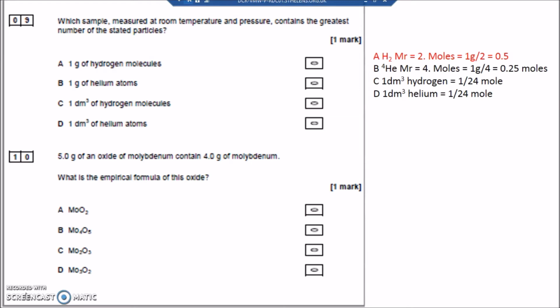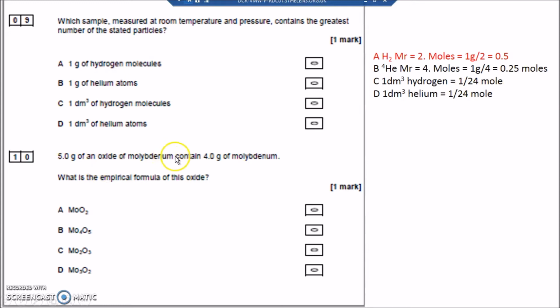Helium has got a mass number of 4. Helium atoms are in group 8 or group 0. They've got full outer shells. They don't bond with anything. They've got an MR of 4. So moles is 1 divided by 4, 0.25 moles. And now here you need to know at room temperature and pressure, any gas, doesn't matter whether it's hydrogen or helium, 24 decimeter cubed is 1 mole. So 1 decimeter cubed is 1 divided by 24th of a mole. It doesn't matter whether it's hydrogen, helium or any other gas. So your answer is A, has the largest number of moles and therefore the largest number of particles.